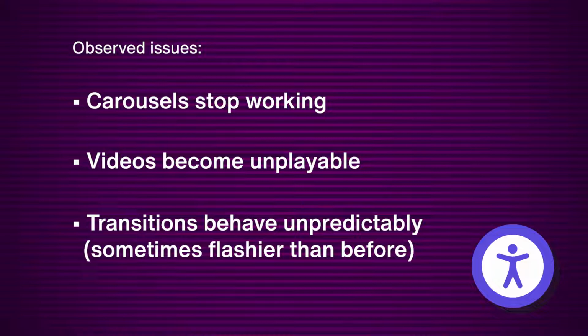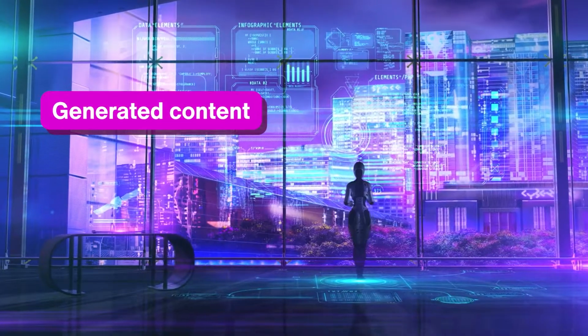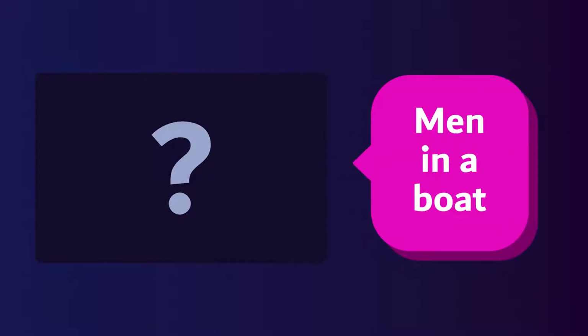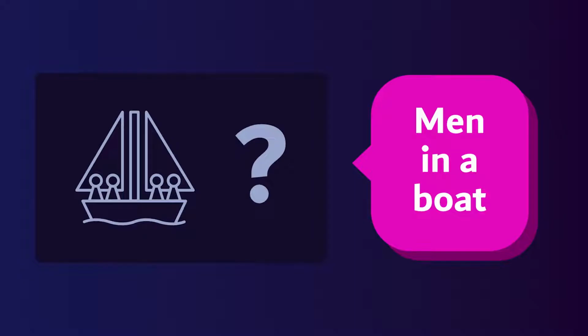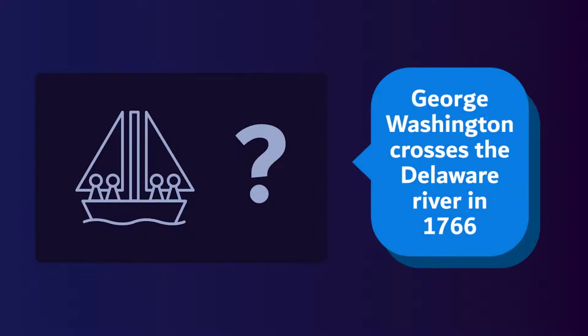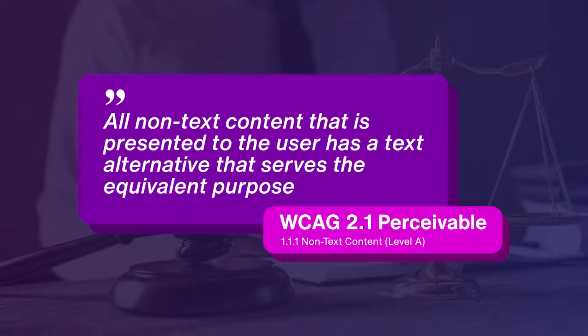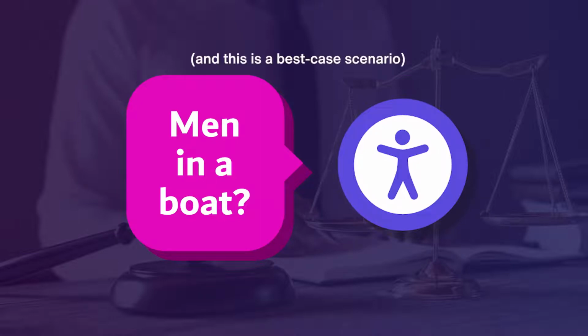Another problem is when overlays attempt to generate things like headings and alternative text automatically. With alternative text, a machine might be smart enough to identify the contents of an image. Image, men in a boat. What it won't provide is the context. Image, George Washington crosses the Delaware River in 1766. Do you see how that last one is more informative? Compliance means making sure that users are not deprived of any information due to how they access the content. With overlays, you simply can't guarantee they can do this.